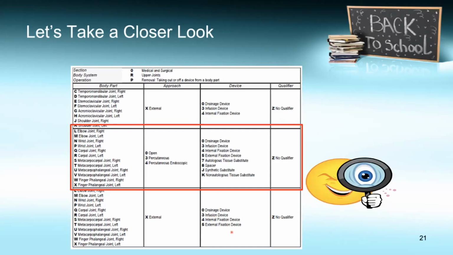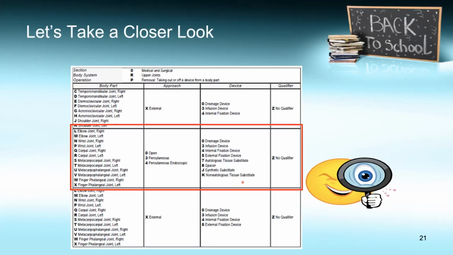So you see, it eliminated some of the device choices. I still have a drainage device, an infusion device, an internal fixation device, and an external fixation device, but I no longer have this autologous tissue substitute as a choice, a spacer as a choice, a synthetic substitute as a choice, or non-autologous tissue substitute. So if I'm trying to select external as my operative approach, but I know that it was a spacer that was used, well, then somewhere I've made an error because that's not a valid code. External and spacer are not in the same row. So one of those is not correct.